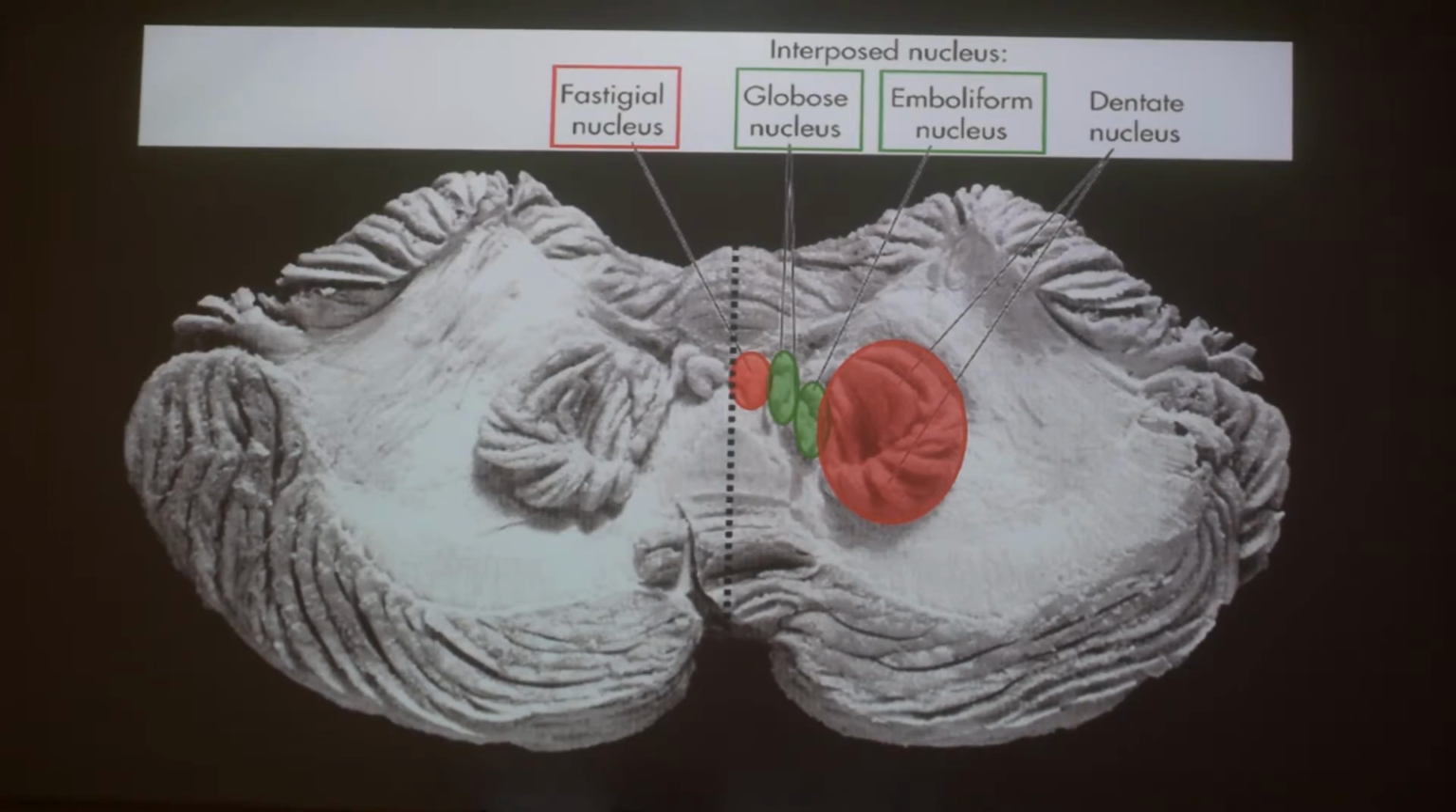Motor planning. The interposed nuclei are responsible for correction of movements in the limbs, and they are part of the spinocerebellum. Similarly, the vestigial nucleus is responsible for correction of the movements in the trunk and the head, and it is also a part of the spinocerebellum.